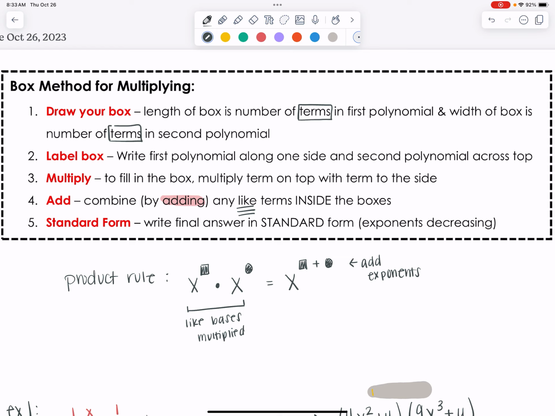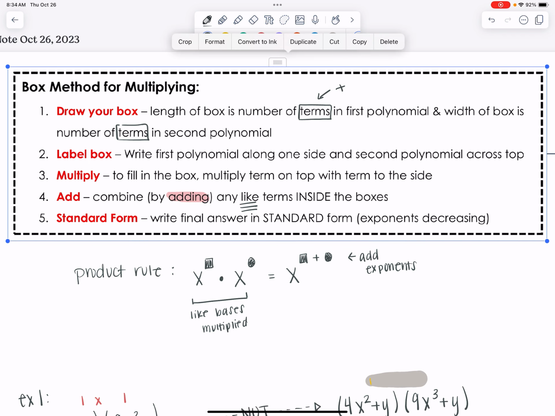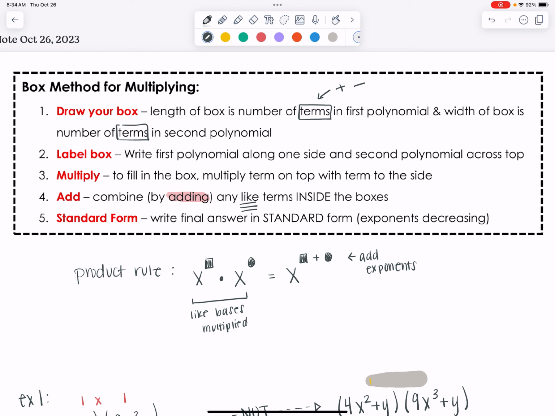The length is going to be the number of terms. And remember, terms are separated by addition or subtraction signs. So the length is going to be the number of terms in the first polynomial. Width is going to be the number of terms in the second polynomial. Truly, the order on that doesn't matter. I just say the length is the first, width is the second to kind of streamline it some.